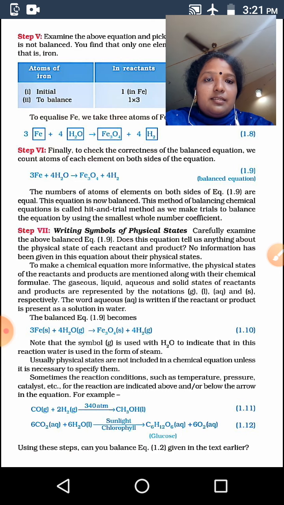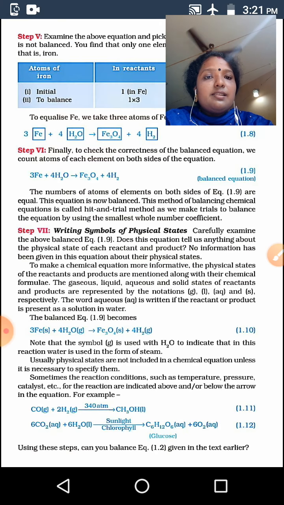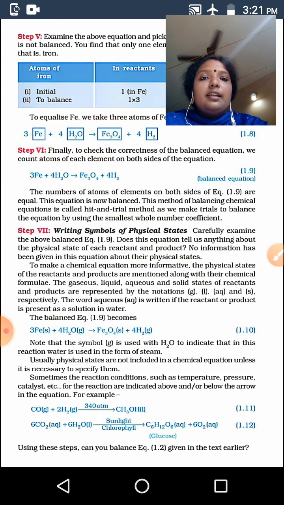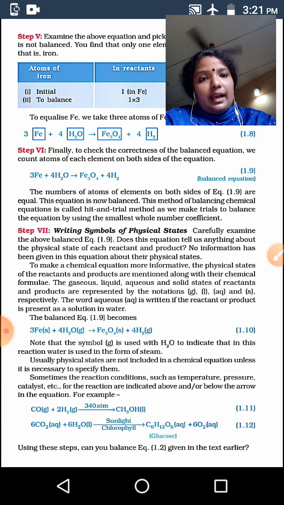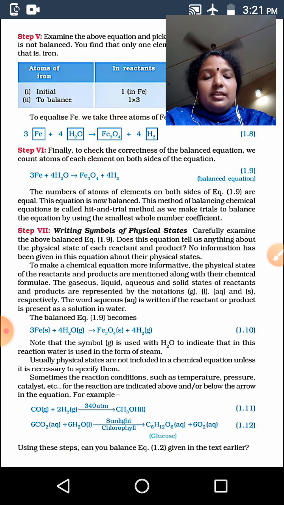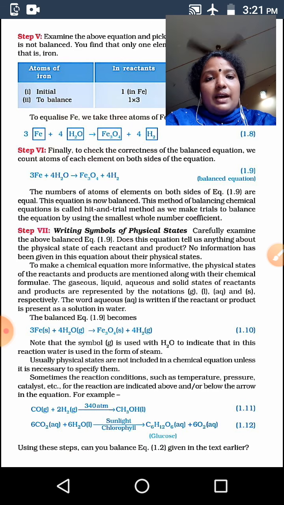All of you clear how to balance a chemical equation? First you have to draw 3 boxes and write the element, the number of atoms present in the reactant side, and the number of atoms present in the product side. After that you have to identify the maximum number of atoms present. In this equation the maximum number of atoms is in Fe3O4. We select Fe3O4 and from here we first balance the oxygen atoms.